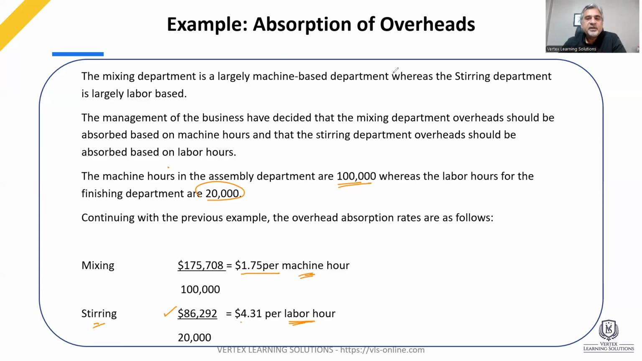So now what do you have? You've got your OARs. What are these? This is the overhead absorption rate for the mixing department. This is the overhead absorption rate for the stirring department. Now what we did, we calculated the total overheads belonging to one department based on apportionment, reapportionment, whatever we did in the previous session. Then once we calculated the total hours, we found the total activity and divided these two, and we got one OAR for the mixing and one for the stirring department.